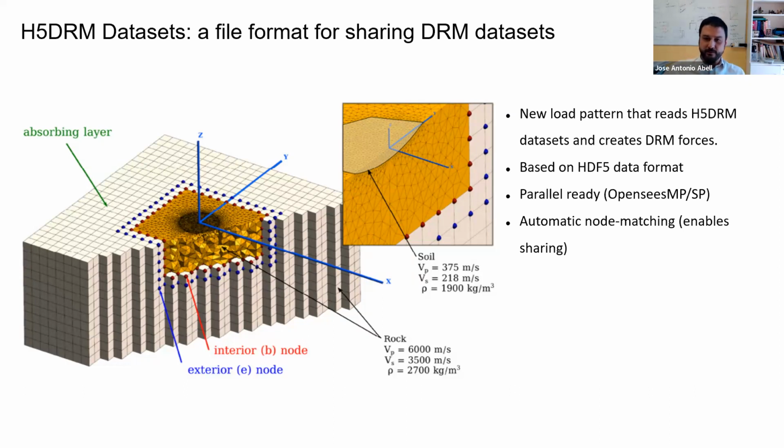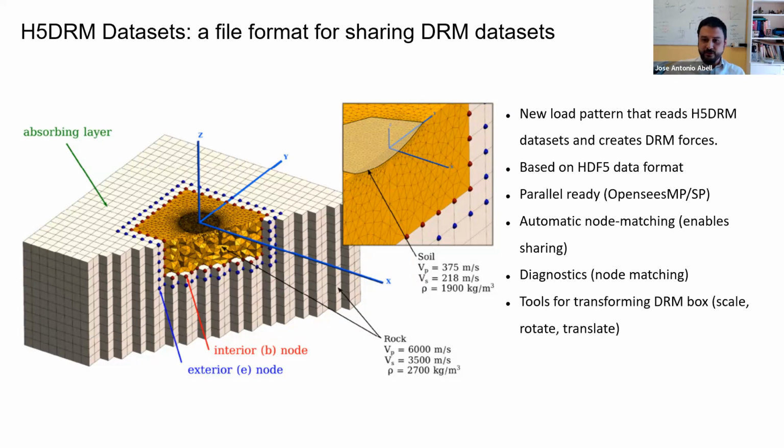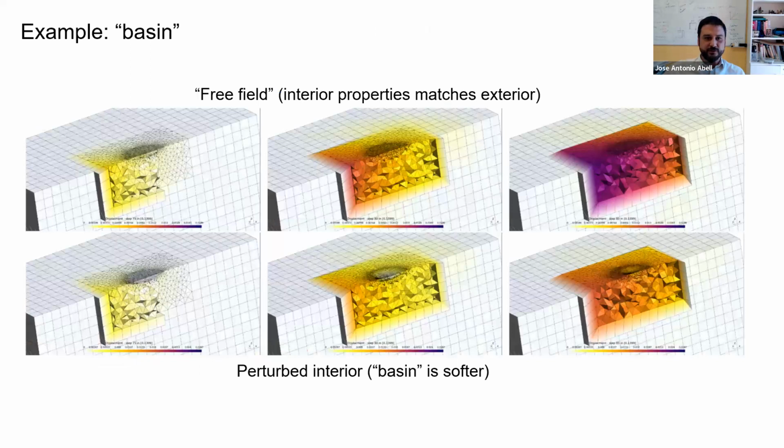You just need to do some geometric setup, and there are some tools for diagnostics and transformation. I'm going to show some of that stuff. So basically, here is what some results look like. At the top, it's a free field problem with some motions coming from a simple setup. And the only thing I do is, inside this little basin, I change the shear wave propagation speed, so you get a softer behavior inside there.